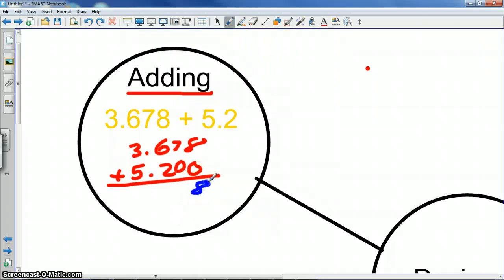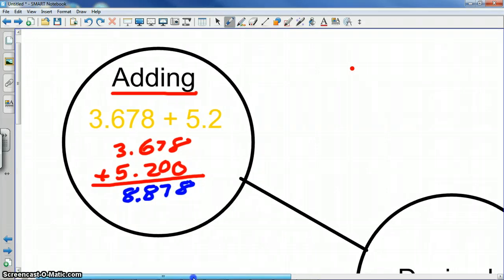8 plus 0 is 8. 7 plus 0 is 7. 6 plus 2 is 8. Adding straightforward, the decimal comes straight down. 5 plus 3 is 8. So we have 8 and 878 thousandths as our sum. And that's pretty much it for adding decimals. Let's go on to subtracting.